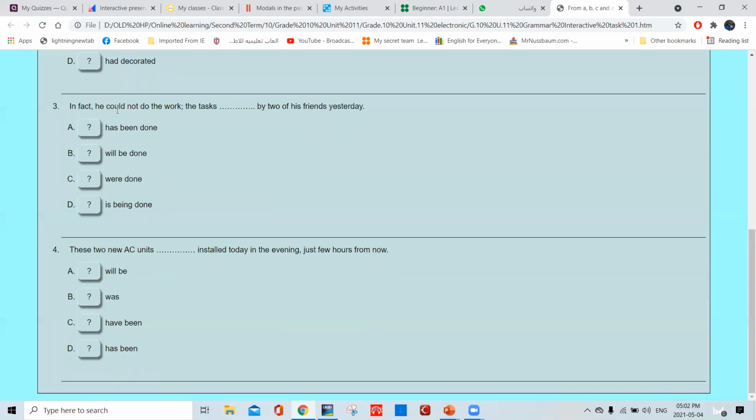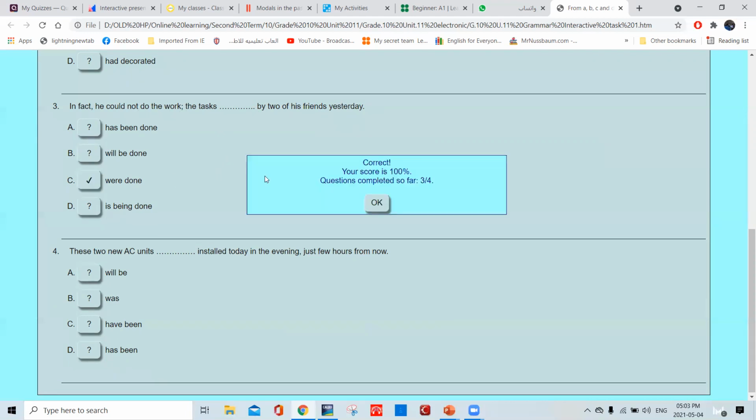In fact, he could not do the work, the tasks by two of the friends yesterday. Yesterday here refers to the past simple. The task is plural, so we use were done. We cannot say is being done because it's yesterday and the tasks are plural. So in fact, he could not do the work. The tasks were done.